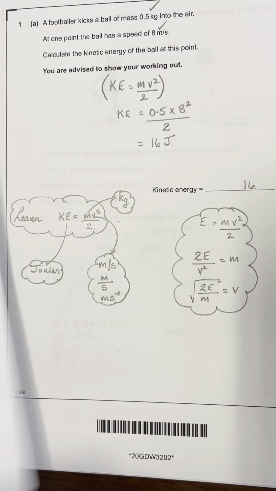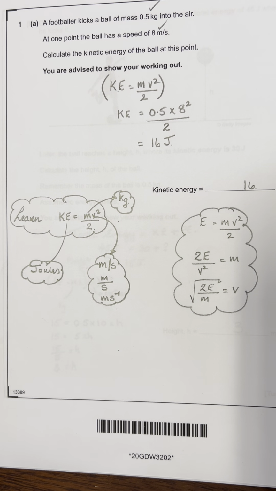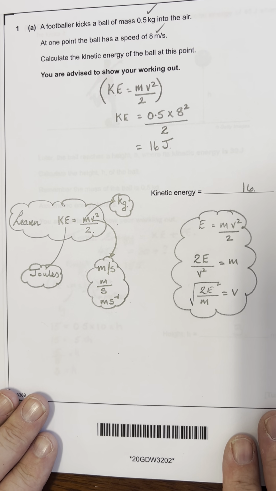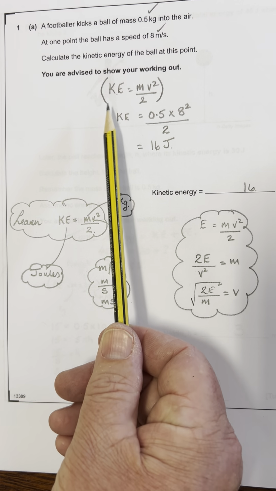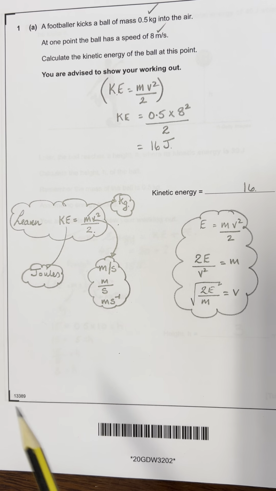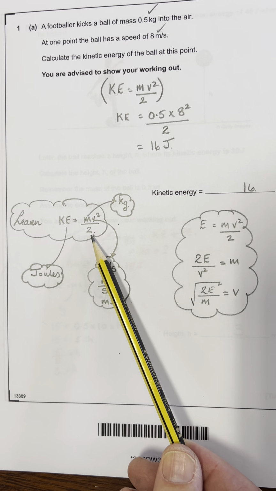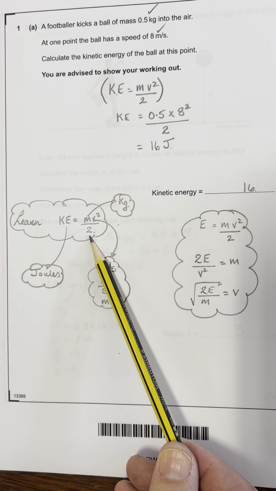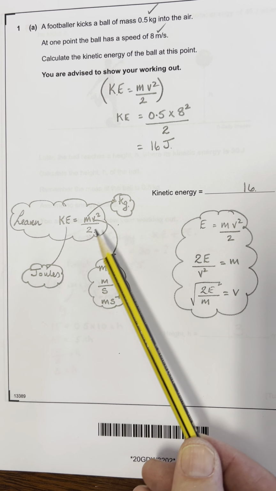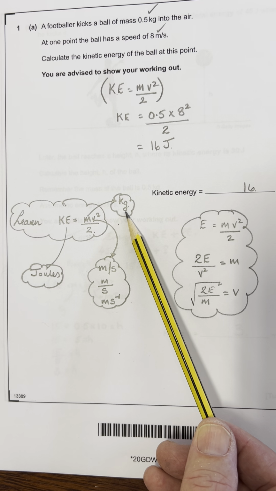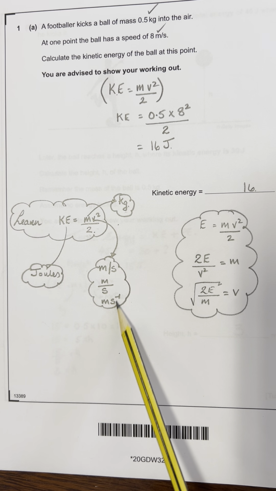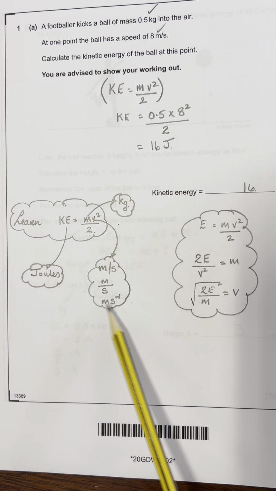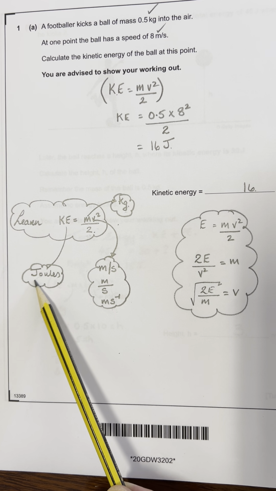So the first question is on kinetic energy. And the important thing about kinetic energy is that you know the formula. So the kinetic energy is half mv squared. Here you have it down here. Mv squared over 2 or a half mv squared. The important thing is that you must have the mass in kilos. You must have the velocity in meters per second. There are different ways of writing it. And the energy will be in joules.